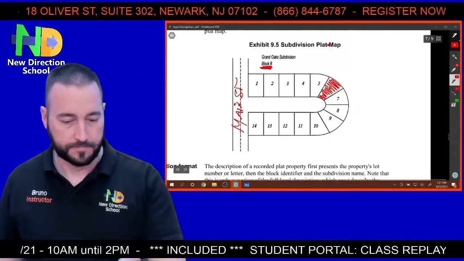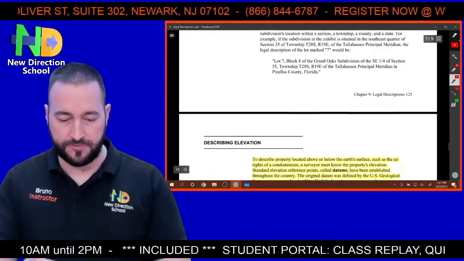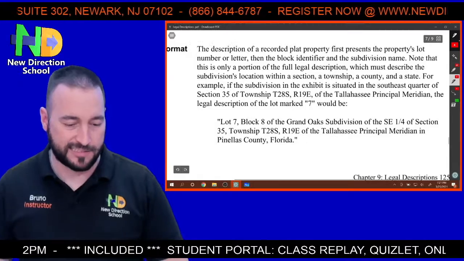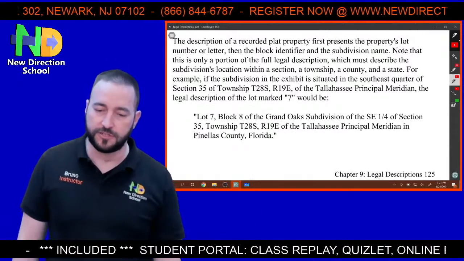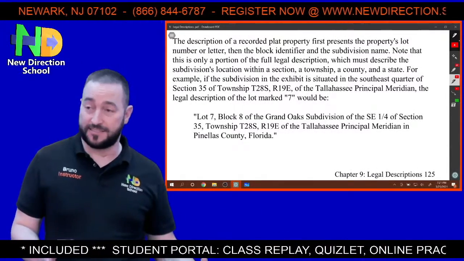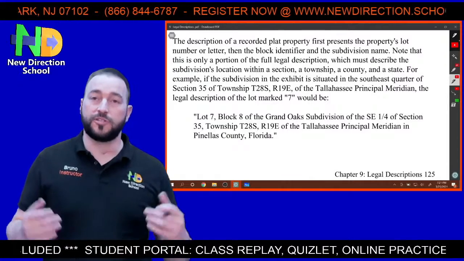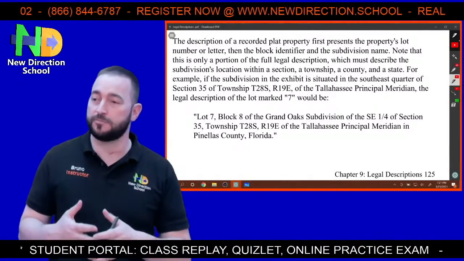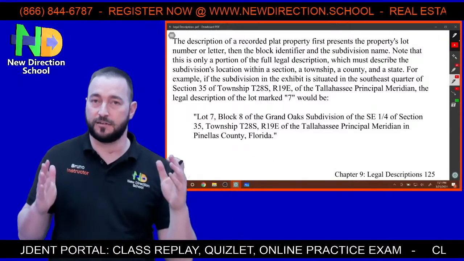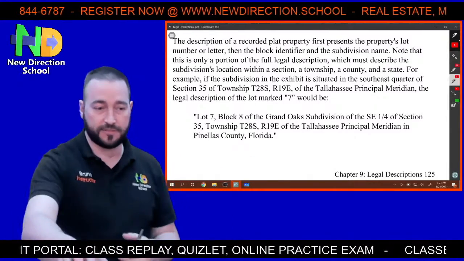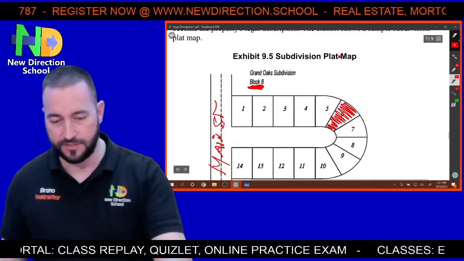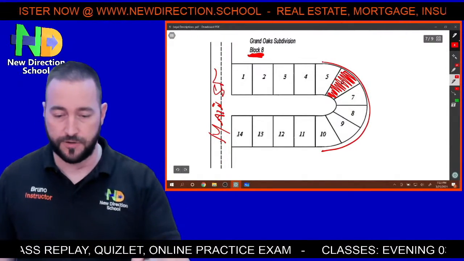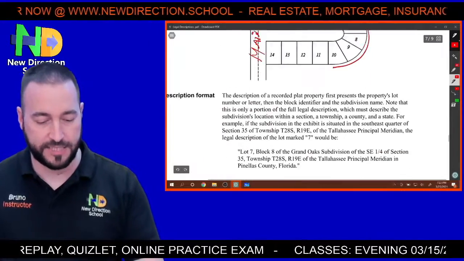Okay. The description format, very simple. It says lot 7, block 8, Grand Oaks subdivision. If you're in a state where they use the rectangular survey system like Florida, then they have a combination of both, because this is not a perfect rectangle, right? We have this going on right here. So that's not a rectangle like I was showing you. So we have to have a combination of it.